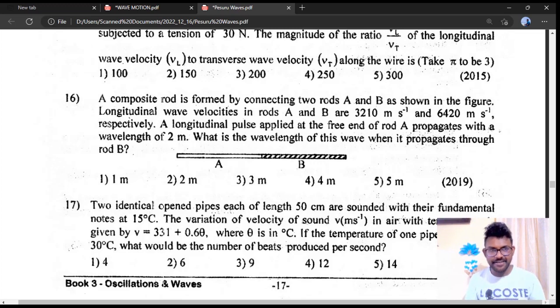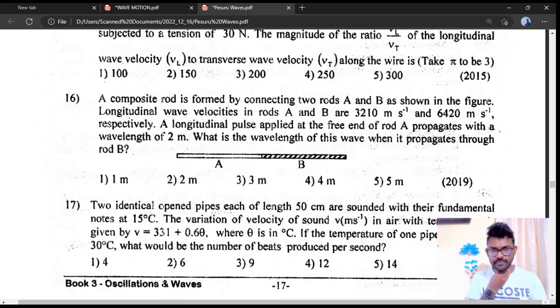Let's discuss it. A composite rod is formed by connecting two rods A and B as shown in the figure. Okay, now there are two rods. Longitudinal wave velocities in the rod A and B are 3,210 meters per second and 6,420 meters per second respectively. It's twice, right? You can see the numbers. The velocity in B is twice the velocity in A. A longitudinal pulse is applied to the free end of the rod A, and propagates with a wavelength of 2 meters. What is the wavelength of this wave when it propagates through B?